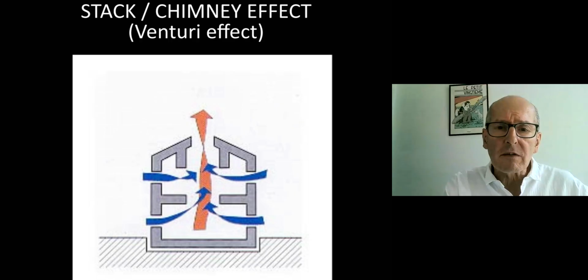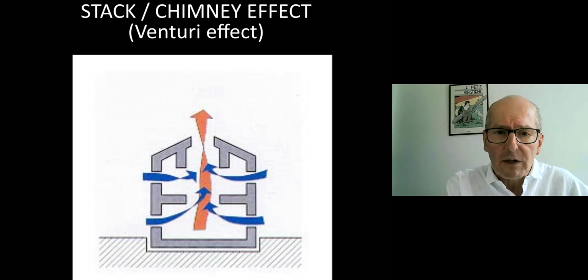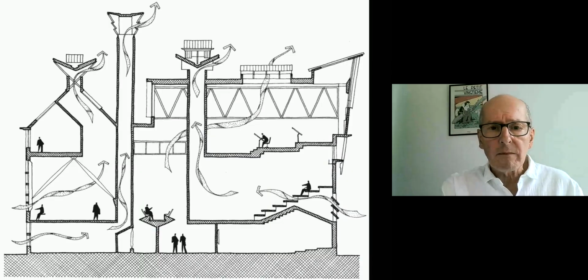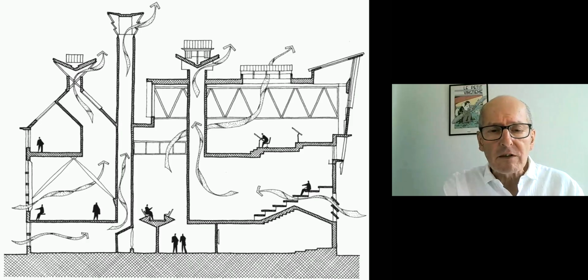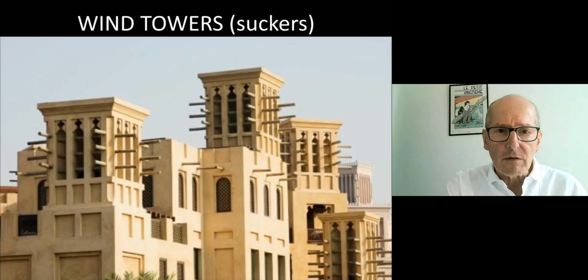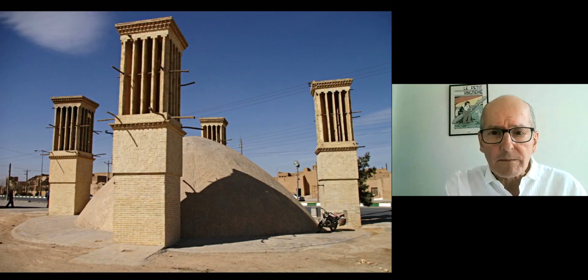The importance of the stack effect, or Venturi effect, is to encourage natural air movement before we start putting in air conditioning. There are nice diagrams like this that you can use to explain the way you're passively ventilating your buildings. There's nothing new in this. These are old techniques of using, of course, chimneys. Everyone knows that a chimney will naturally draw air up through buildings.